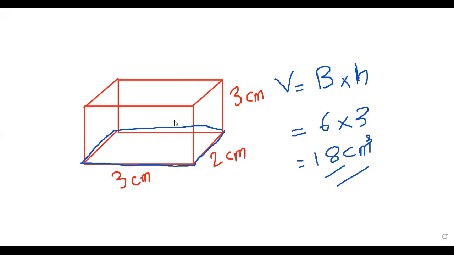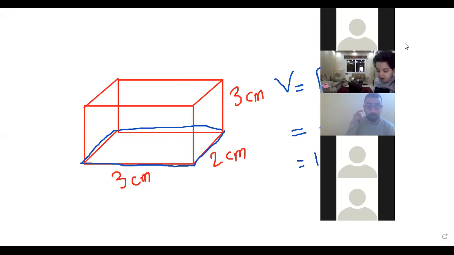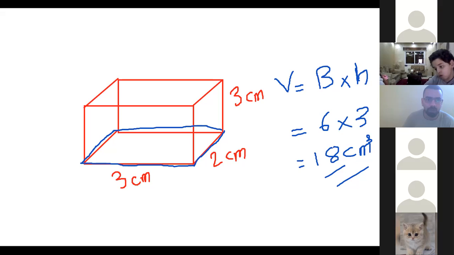So we have two cases. The first case, I will give you the length and the width and the height. So to find the volume, multiply length times width times height. In another case, I will give you the area of the base and the height. So also to find the volume, you multiply the area of the base times the height, okay? Two cases, you see that? Now let's go to the book and see some questions.